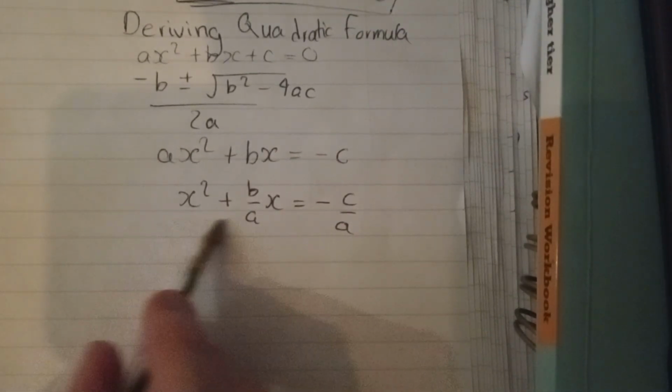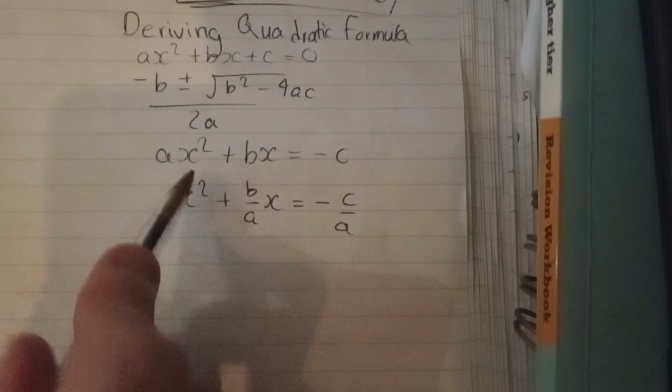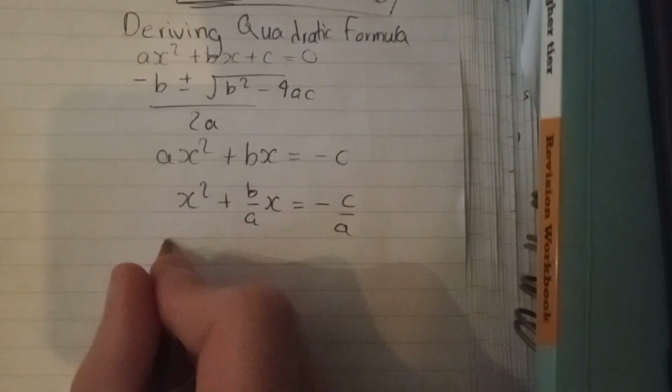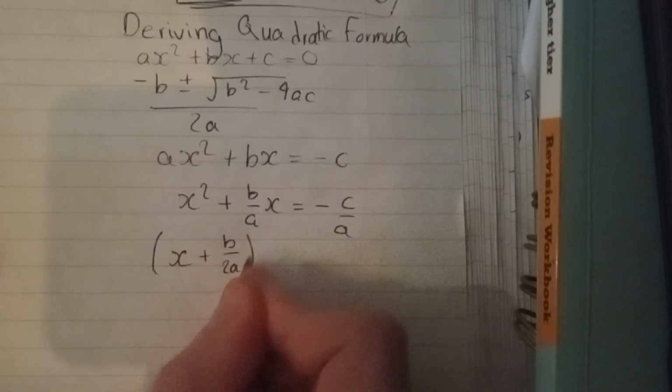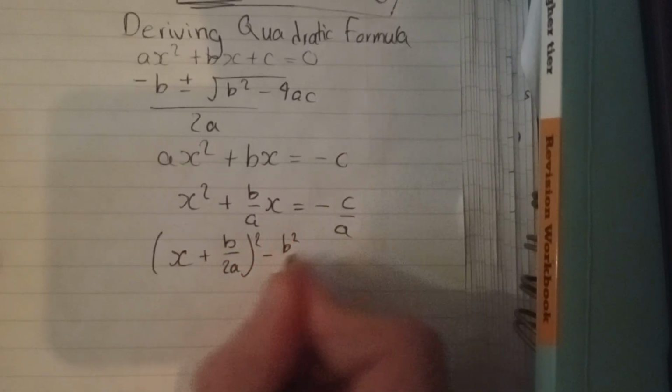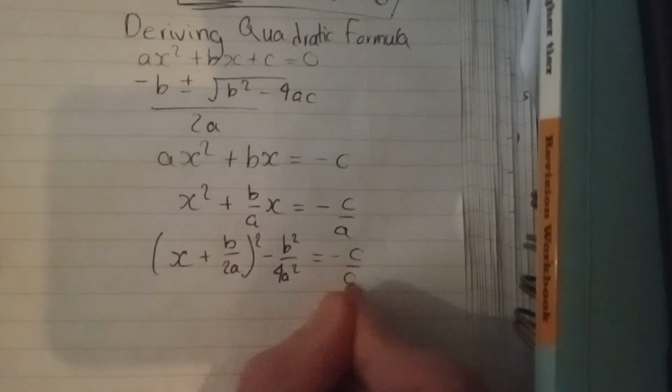Now what we need to do is complete the square. I completed the square in the previous video. If you don't know how to do that, check that video out. So basically, completing the square, we'll have x plus b over 2a squared minus b squared over 4a squared is equal to minus c over a.